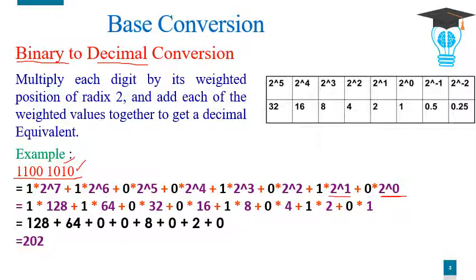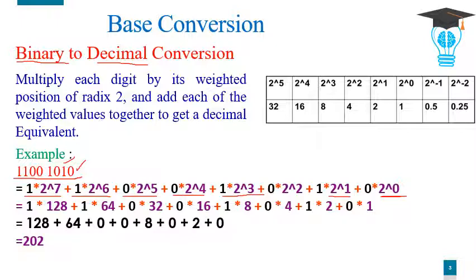Similarly, the next digit is 0, which is multiplied with 2 to the power 2. Next digit is 1, multiplied with 2 to the power 3. Next digit is 0, multiplied with 2 to the power 4. Next digit is 0, multiplied with 2 to the power 5. Next digit is 1, multiplied with 2 to the power 6. Next digit is 1, multiplied with 2 to the power 7.